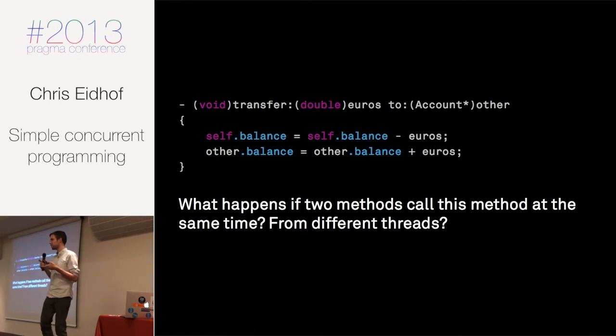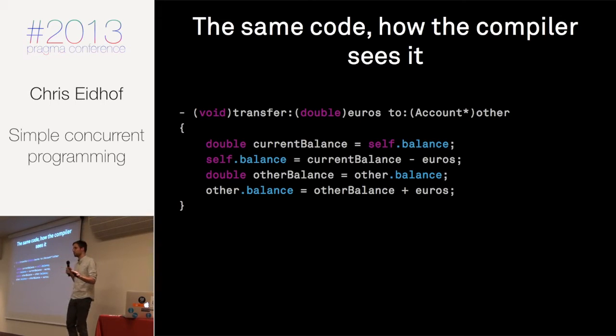So before we look into what happens, first I want to rewrite this to show how the compiler sees this, because this is the same code, but in a little bit clearer order. So what happens first is the self.balance gets stored into a temporary variable. This might be in assembly, but this is how the compiler sees it, and then it gets updated. And it's the same for the other balance. So now we can go through and see what happens in this code.